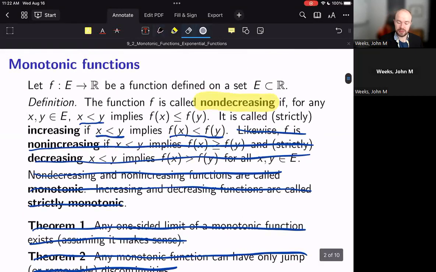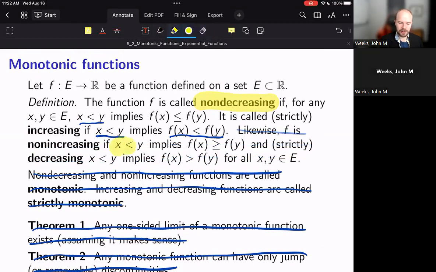Now, we can also go the other direction. We can say that a function f is non-increasing if whenever you increase your x, your y values do not go up. They can only go constant or downward. They can only decrease or be constant. And strictly decreasing means that whenever you increase your x value, your y value is forced to go down between any other points there.